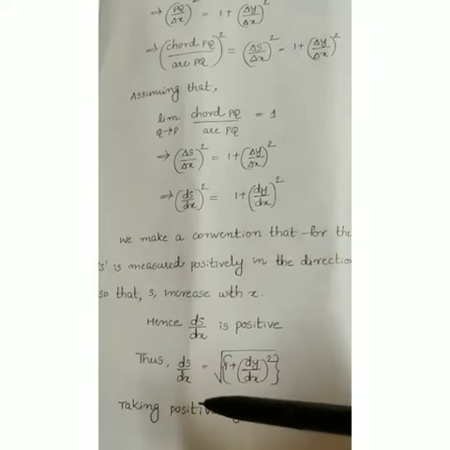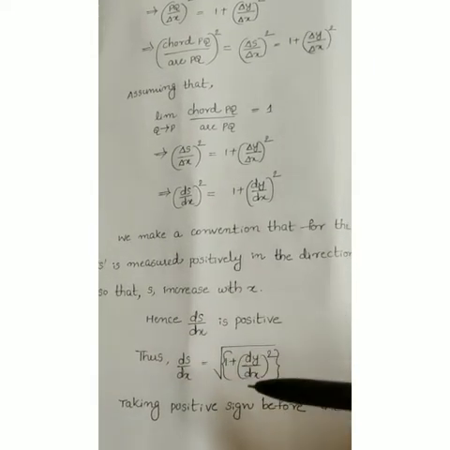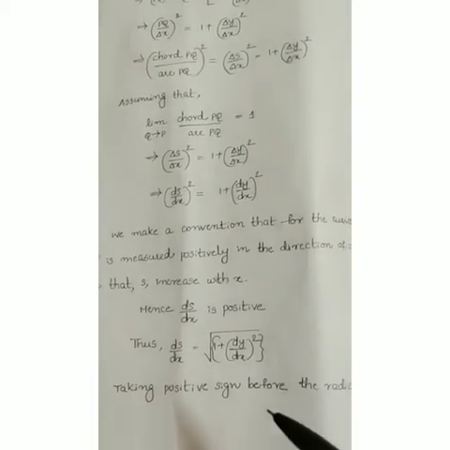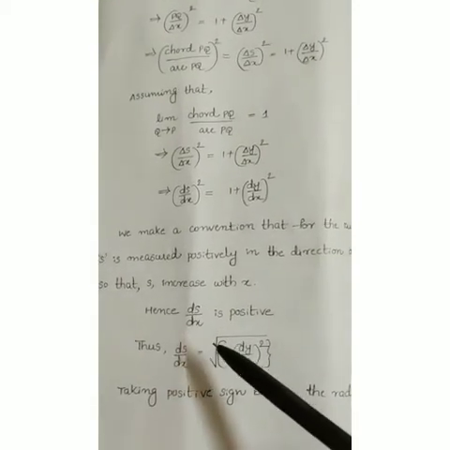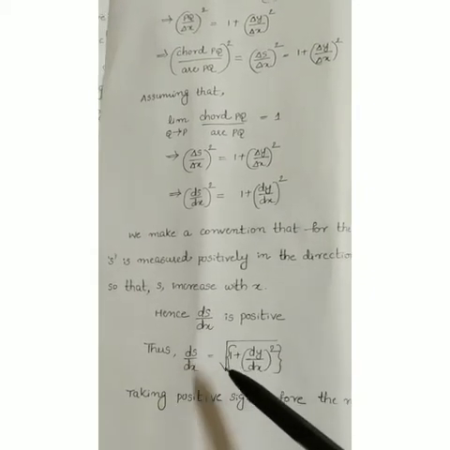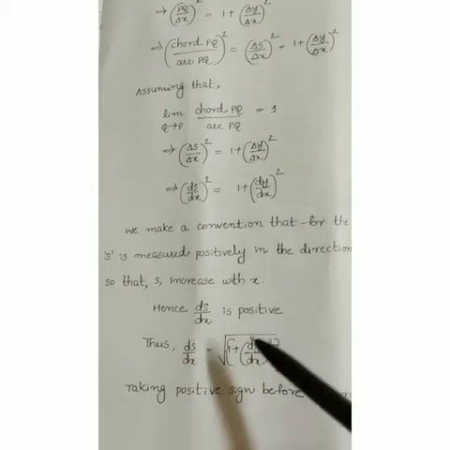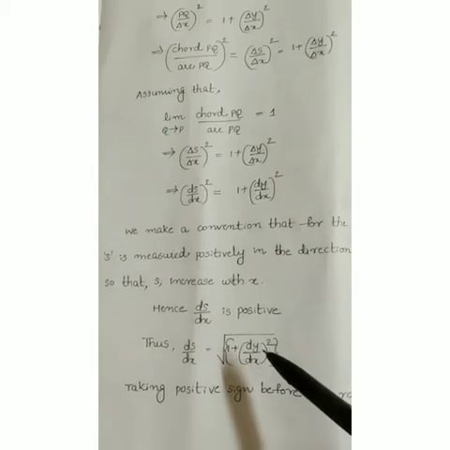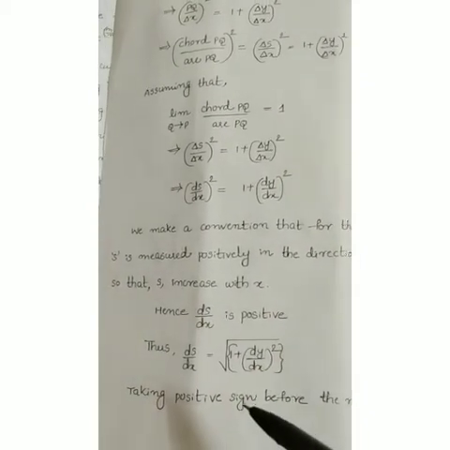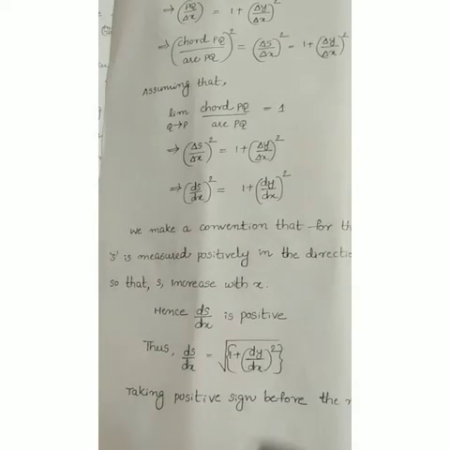Thus ds by dx equal to under root of 1 plus dy by dx whole square, taking the positive sign before the radical. So here the value of ds by dx is positive. So this is the length of arc as a function, or derivative, of arc. This is the formula.